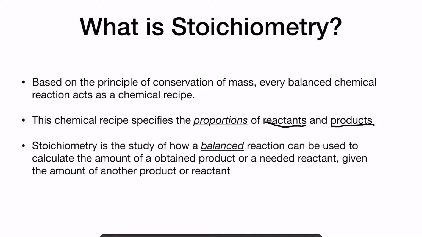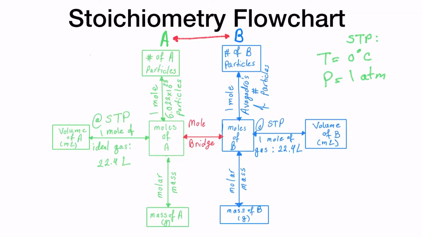Stoichiometry is the study of how a balanced reaction can be used to calculate the amount of an obtained product or a needed reactant given the amount of another product or reactant. So what do I mean by that? We can summarize a stoichiometry in this flowchart right here.